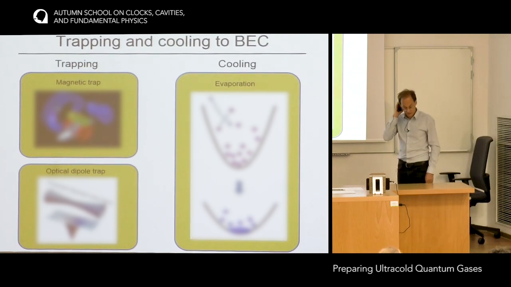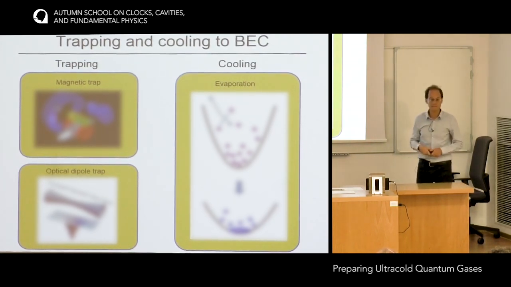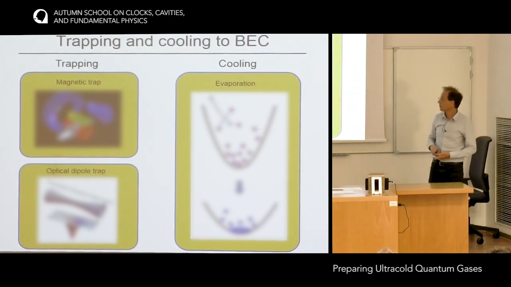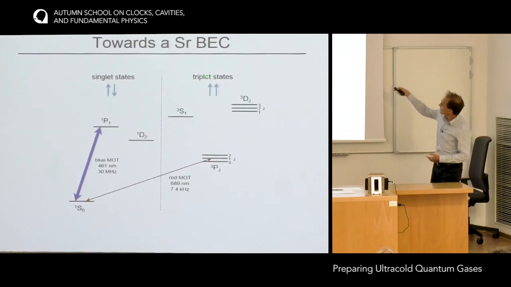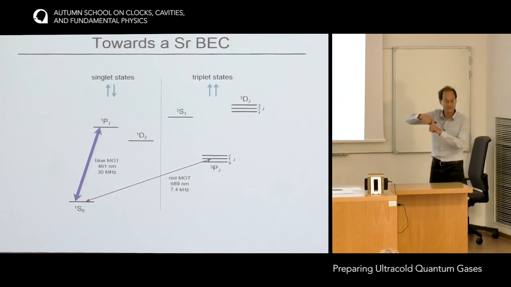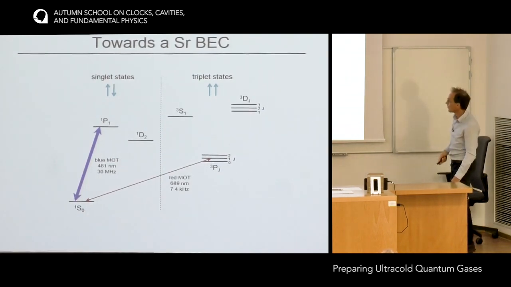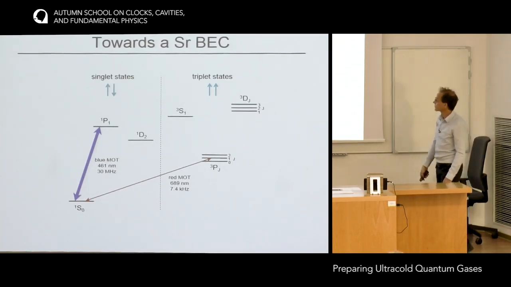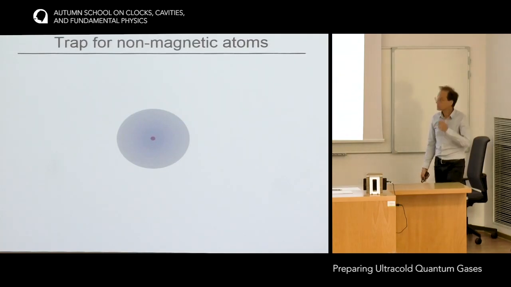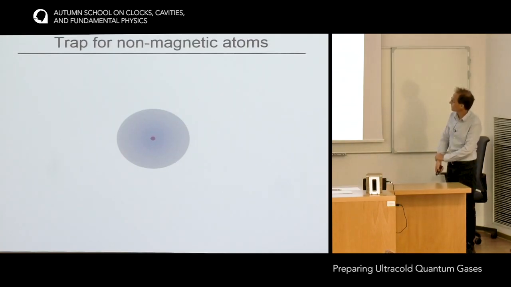Now, this is all fine and nice for alkali elements which have a magnetic moment, but we are, of course, more interested in working with strontium. And strontium, as you might know, is non-magnetic. Look at the term scheme. We have two valence electrons. In the ground state, 1S0, we have a singlet state. No magnetic moment anymore. So magnetic traps are, at least in the ground state of strontium, not usable. And therefore, we need to build a trap for non-magnetic atoms.